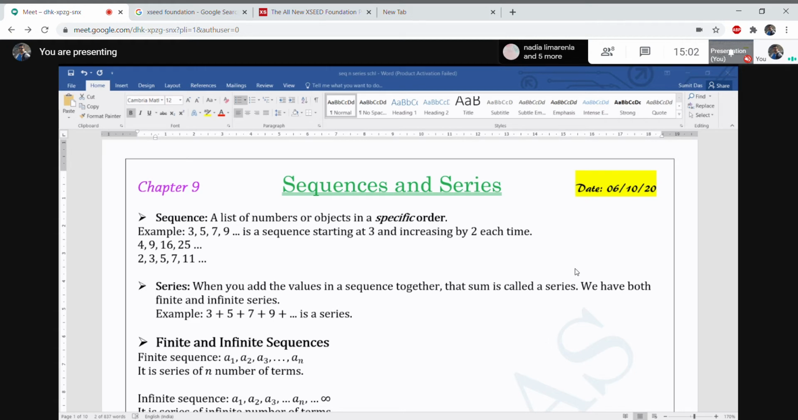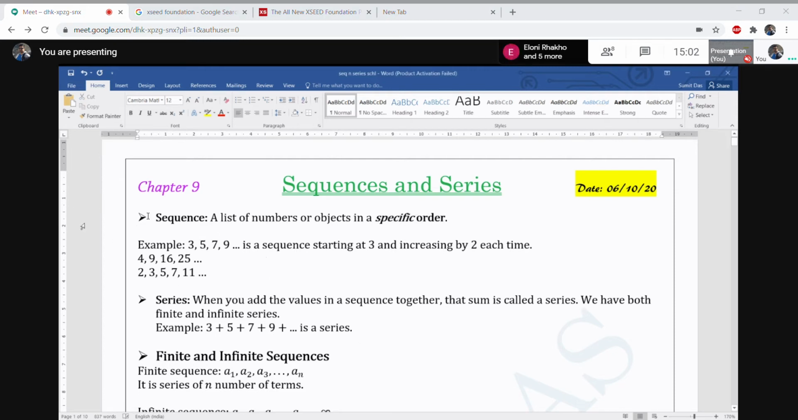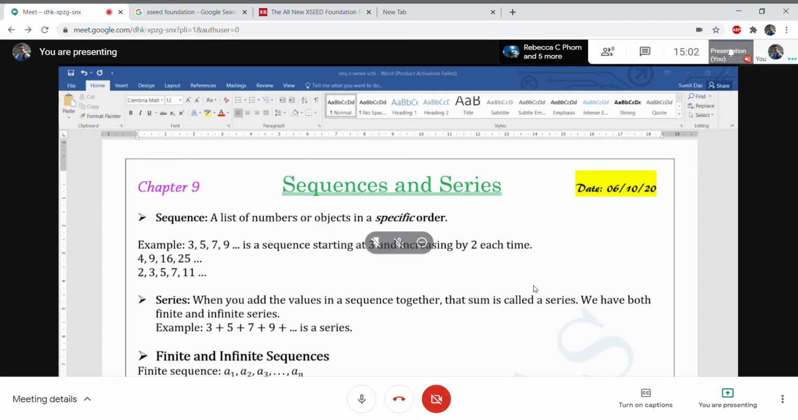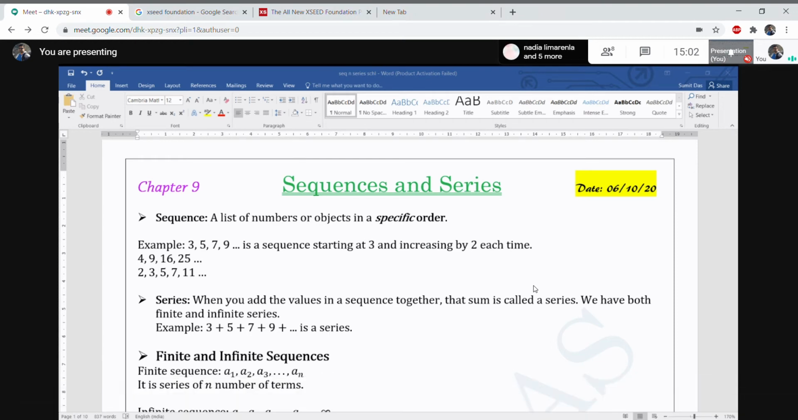Now for example, I took this one: 3, 5, 7, 9. You can see this is a sequence. Every number is increasing by 2 only, right? 3 plus 2 is 5, 5 plus 2 is 7, then 7 plus 2 is 9, like that.